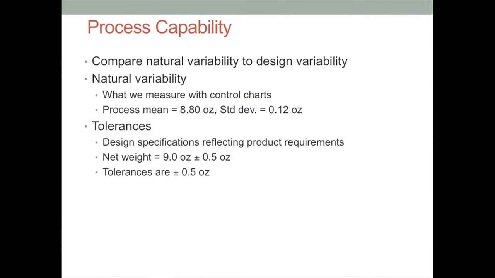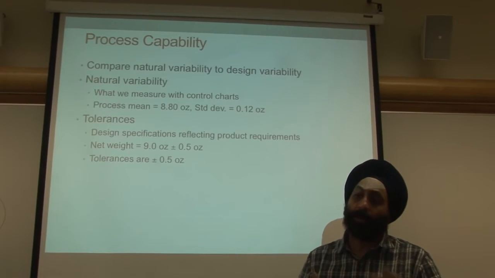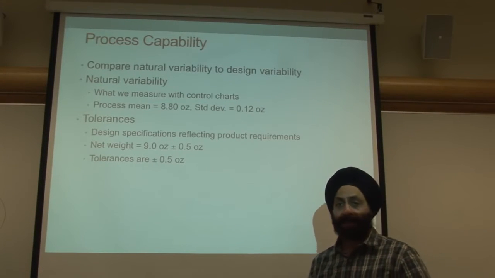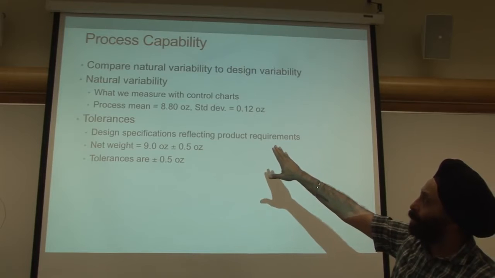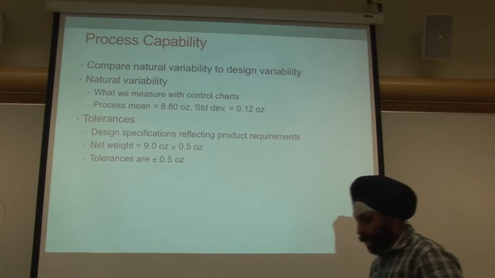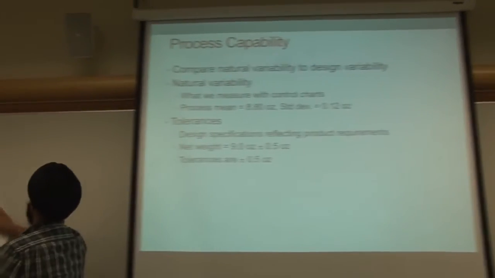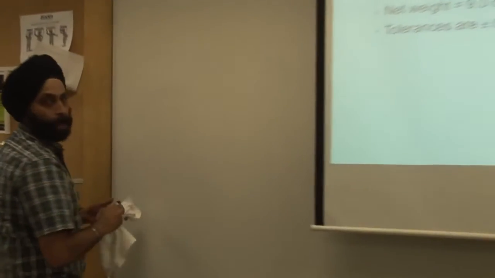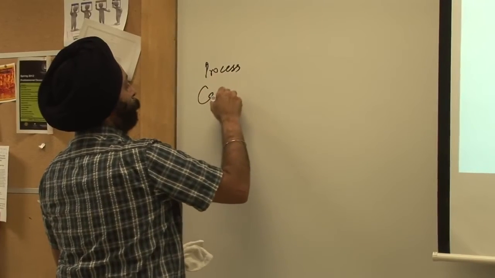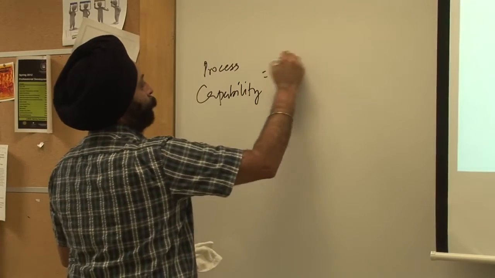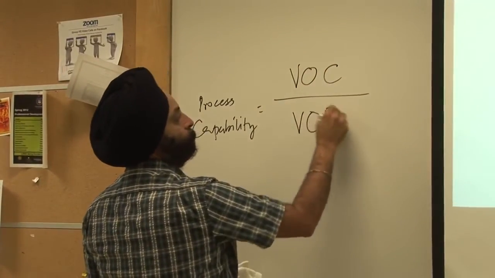Now let's talk about the last topic of our discussion in statistical process control, which is the process variability. Rather important concept in statistical process control. It basically tends to compare natural variability to design variability. Basically looking at voice of the customer and comparing that with the voice of the process.